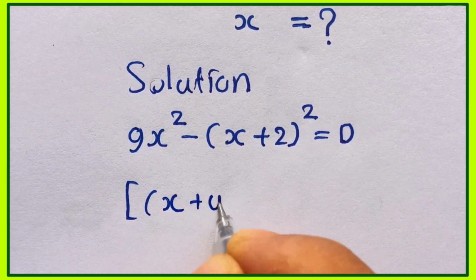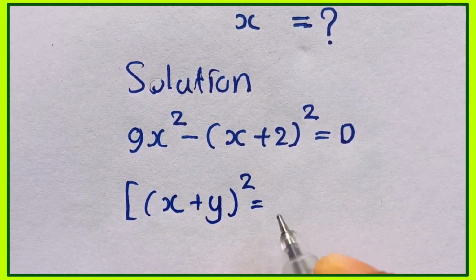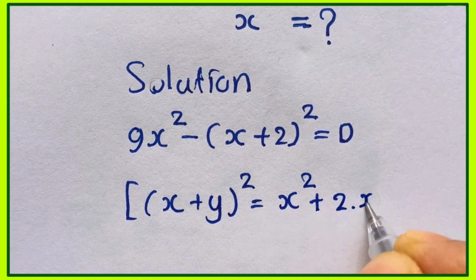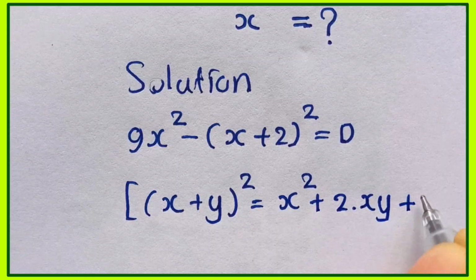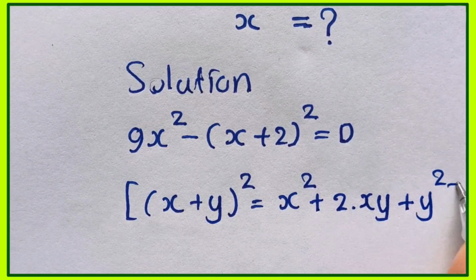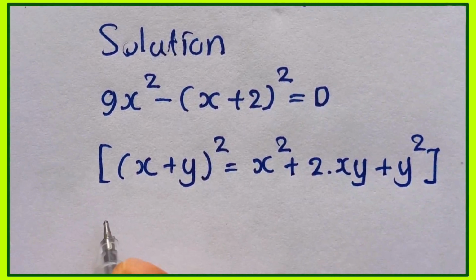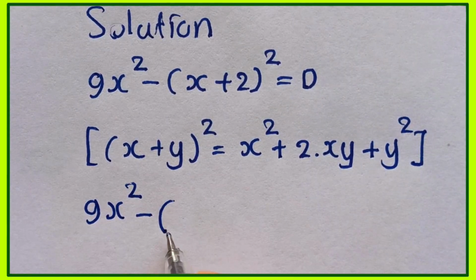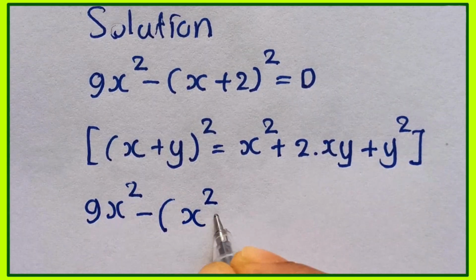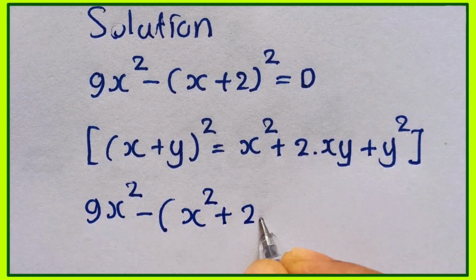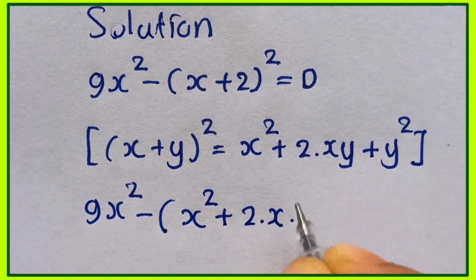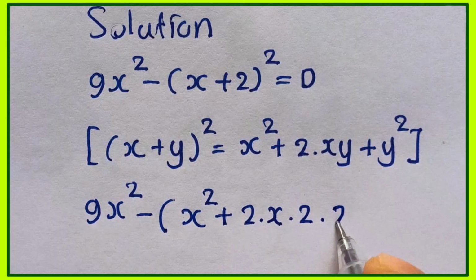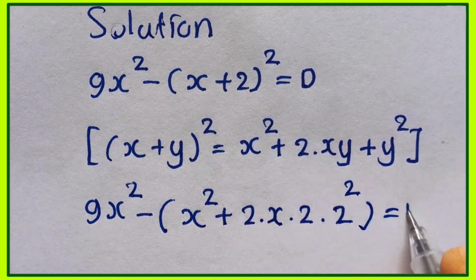(x plus y) the whole square is equal to x square plus 2xy plus y square. We are going to apply this formula for this. That will be 9x square minus (x square plus 2 into x into 2, and this 2 will square) is equal to 0.